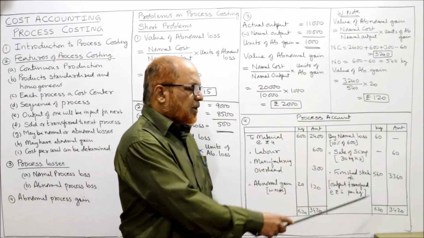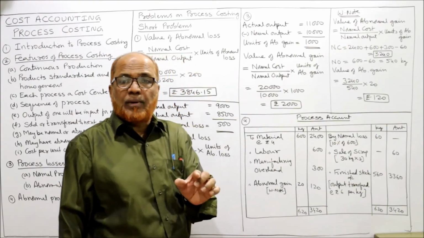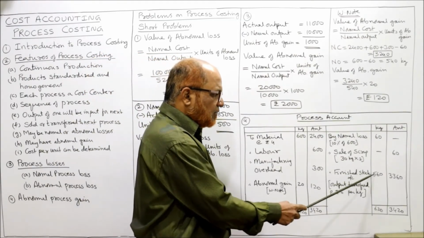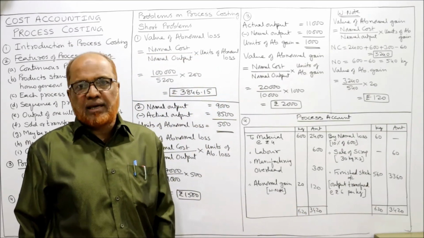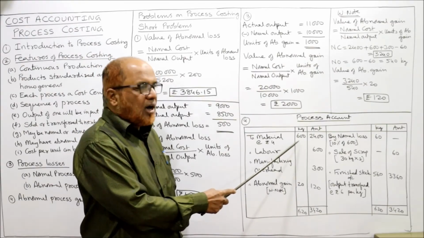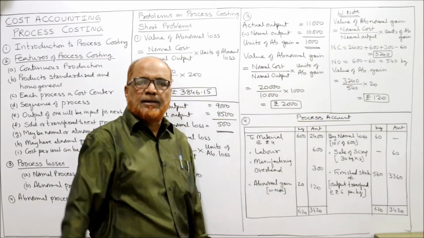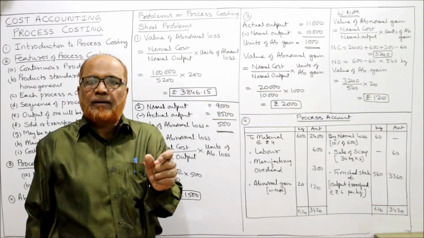Now finished product. Finished product is given 560. It is given in the problem. Output. Actual output is 560 kilogram. This is the finished stock. Now we have to find out whether there is abnormal loss or abnormal gain. Now see, how many kilogram is the input? 600. How much is the normal loss? 60. So 600 minus 60, you will get 540.